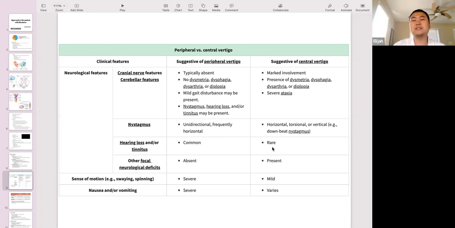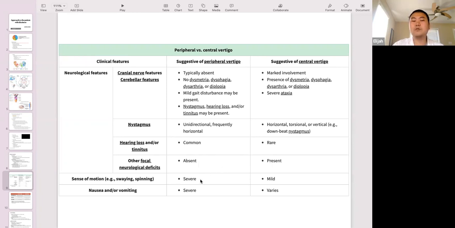But sometimes if it's associated with brainstem damage, it's actually a blood vessel that supplies the ear, and it will cause hearing loss. But most hearing loss is due to peripheral vertigo. And other focal neurological deficits are absent, like I said.